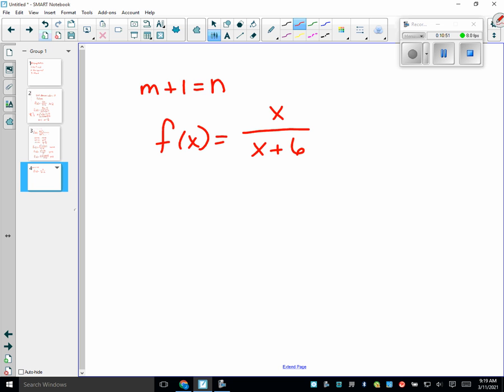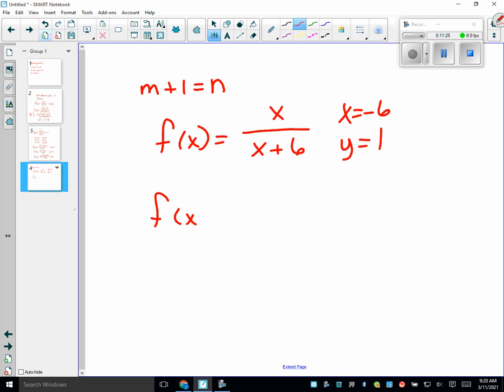Is there a vertical? Yeah. What is it? It has to have a letter with it. X equals negative 6. Is there a horizontal? Yes. What is it? Y equals 1. Has to have a letter. Now, is there a slant? No. Okay.